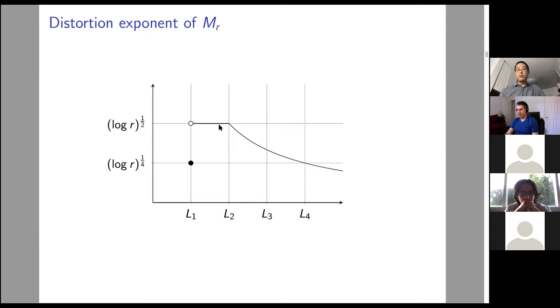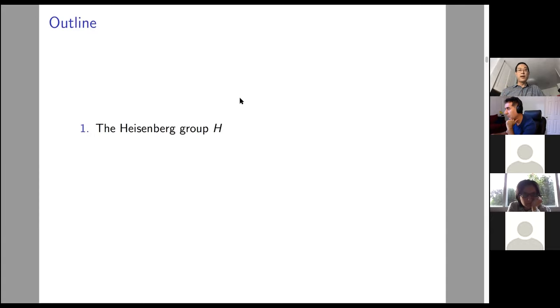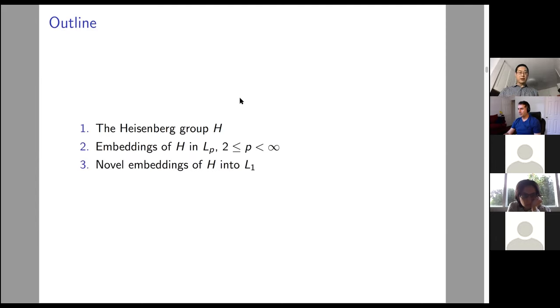And so if we can show that the distortion exponent follows this pattern, that there's this peak in the distortion between L1 and L2, then that more or less gives us this example, a way to construct something that embeds better in L1 and L4 than in L2. And so what I want to do today is try to explain this curve. I want to explain roughly three things. I still need to describe the Heisenberg group H. I want to talk about embeddings of the Heisenberg group in LP spaces for P bigger than 2. I want this decreasing slope of the curve, and in particular, why these embeddings get better and better as P increases. And I want to talk about what Assaf and I have constructed, which is a new way to embed the Heisenberg group into L1 that leads to this discontinuity in the graph.